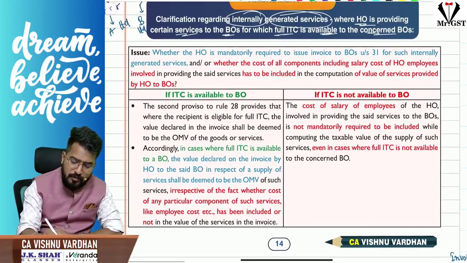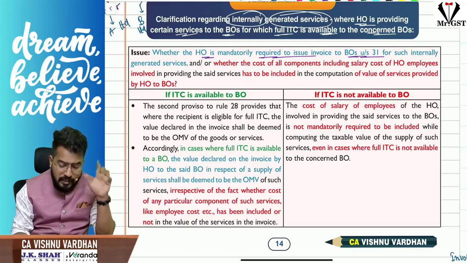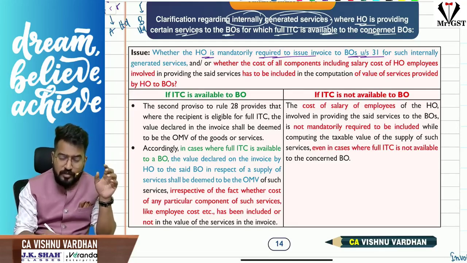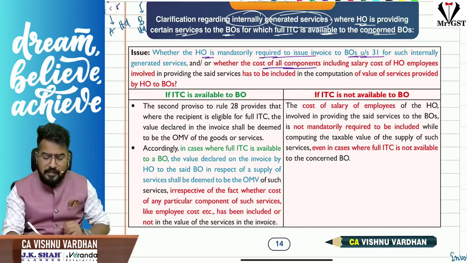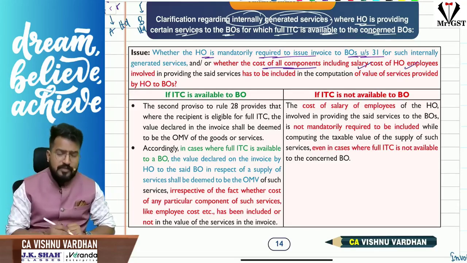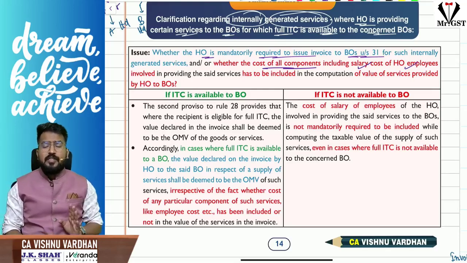Here the problem is, see, the head office is raising the invoice for the services provided to the branch office. In that invoice to the branch office, whether the cost of all components, including the salary cost of the head office employees who are involved in providing this service, should also be included in the invoice.